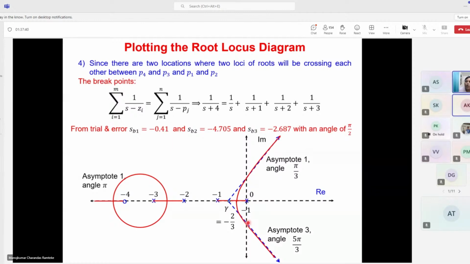When my roots are located on the imaginary axis, what type of response do I get? Sinusoidal is there, but a sustained sine wave we get. Here also we get a sinusoidal response, but then the sine wave is not sustained. That sinusoidal response is going to die out with time. Only in this particular case, my response is not going to die out. It will be a sustained sine wave.